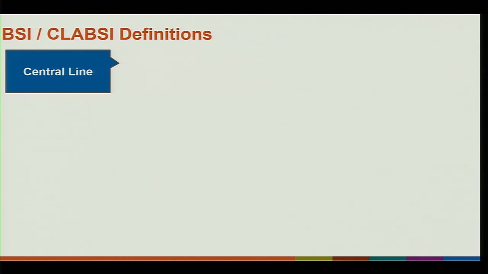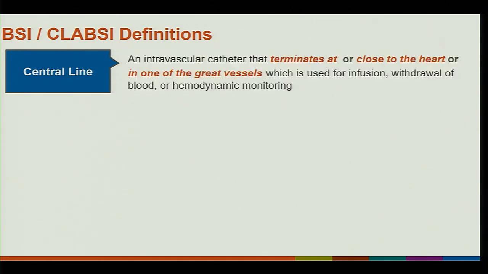The definition of a central line is an intravascular catheter that terminates at or close to the heart or in one of the great vessels, which is used for infusion, withdrawal of blood, or hemodynamic monitoring. Neither the type of device nor the insertion site will determine if a line qualifies as a central line. Patients must have one or more qualifying central lines to be included in CLABSI surveillance.